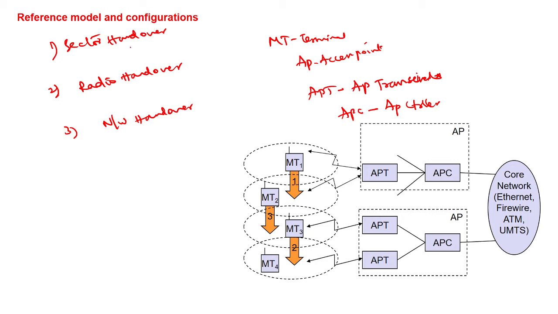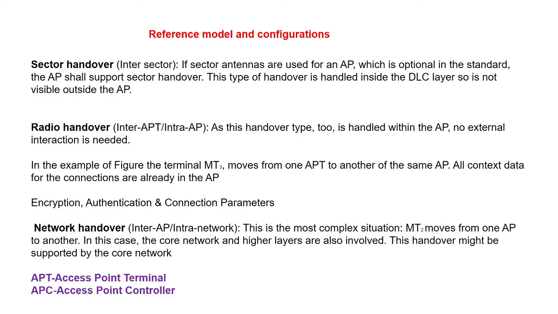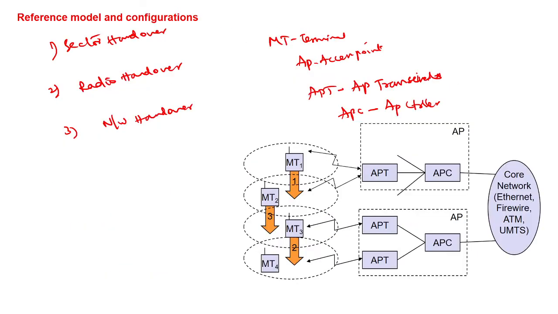So the sector handover, by the name itself, uses sector antennas for an access point. Here the access point shall support the sector handover. This kind of handover is handled inside the DLC layer, so it is not visible outside the AP. So I'll explain sector handover.